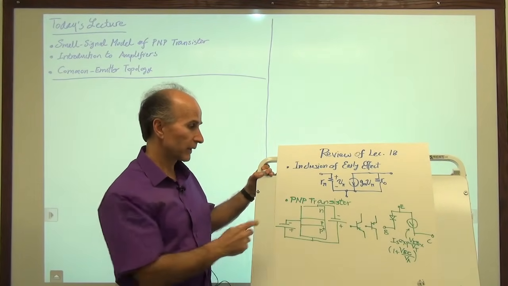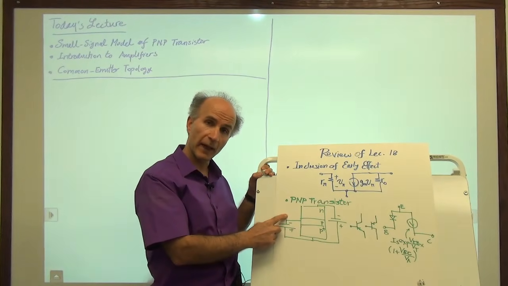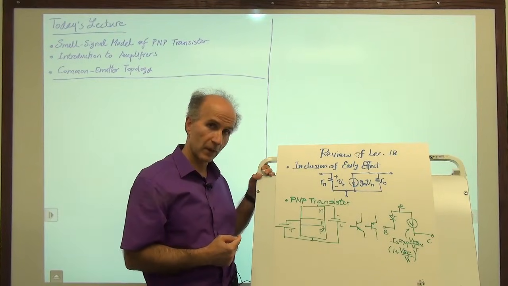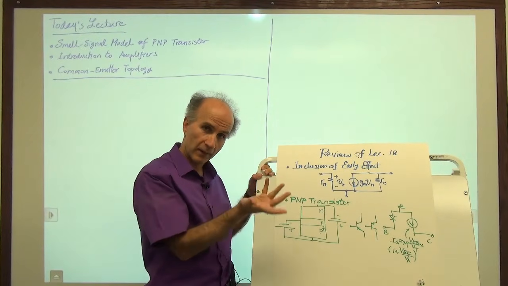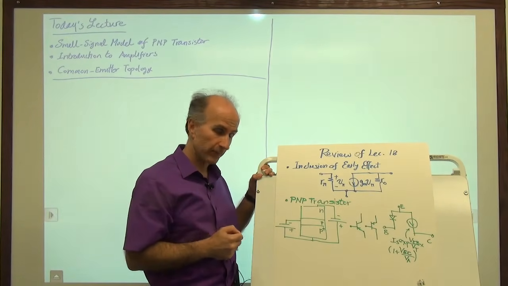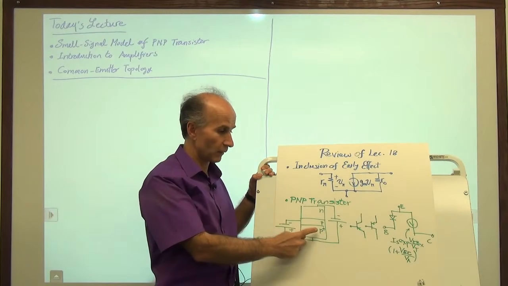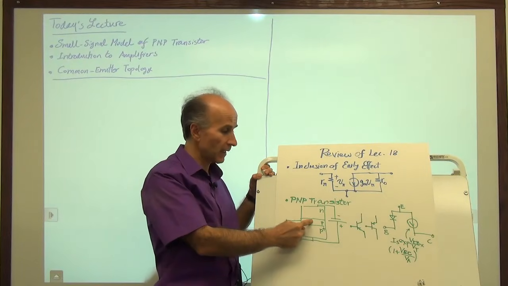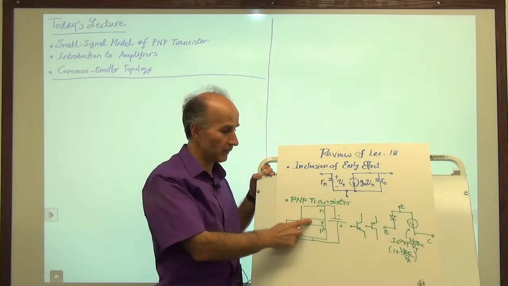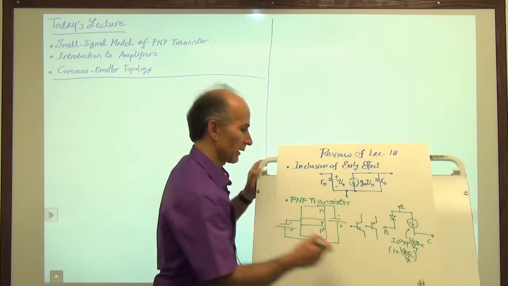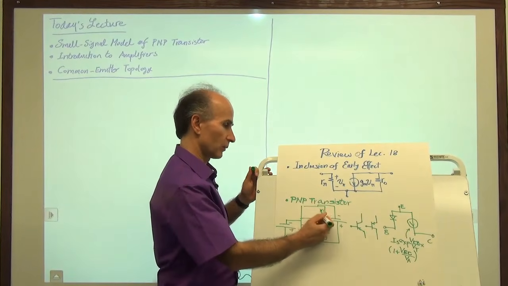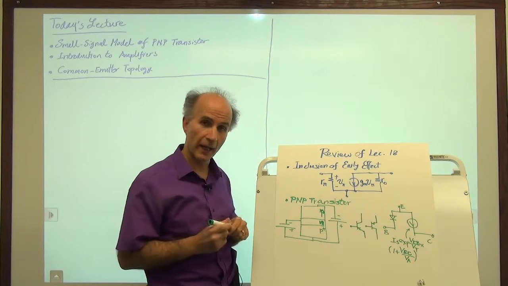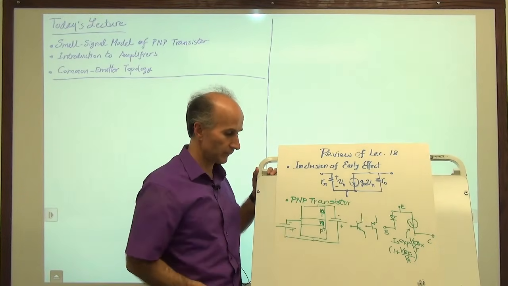All right, then we looked at the PNP transistor and we said that it operates in a manner similar to an NPN transistor, except that all of the polarities are swapped. The transistor consists of a P plus emitter, an N base, and a P. Okay, this is actually incorrect here. So this should be P and this should be N. So a P plus emitter, an N base, and a P collector.